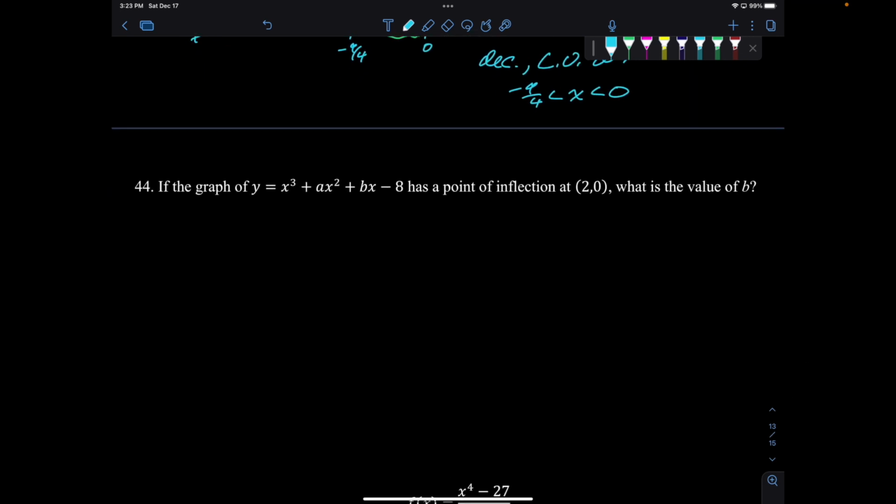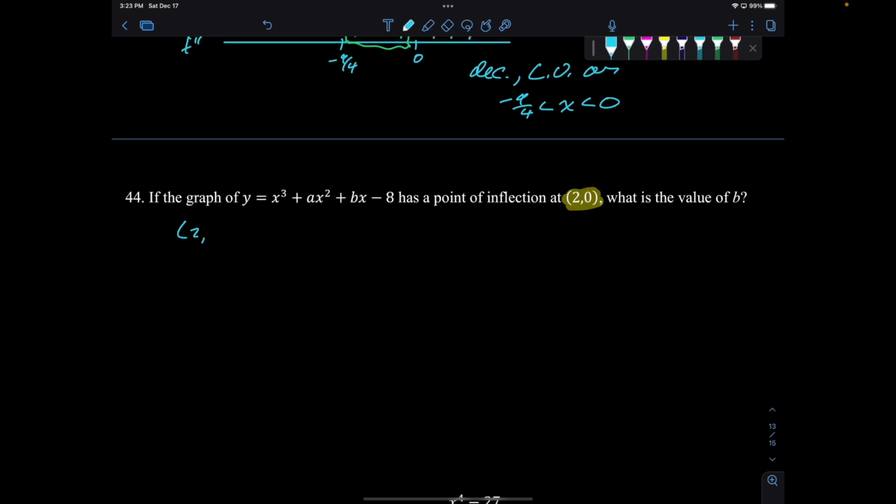All right, 44. If the graph of y equals x cubed plus ax squared plus bx minus 8 has a point of inflection at 2, 0, what is the value of b? So this point is doing two things for us. It's telling us something about the function. Like I know if I just plug 2 in, I'll get 0. So let me do that.